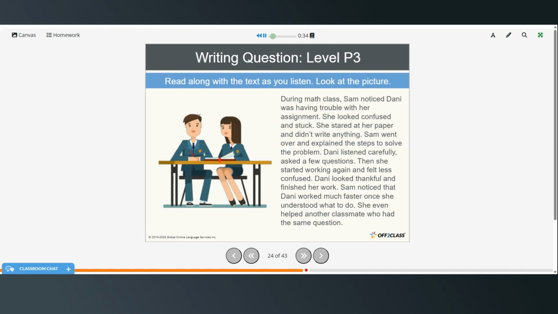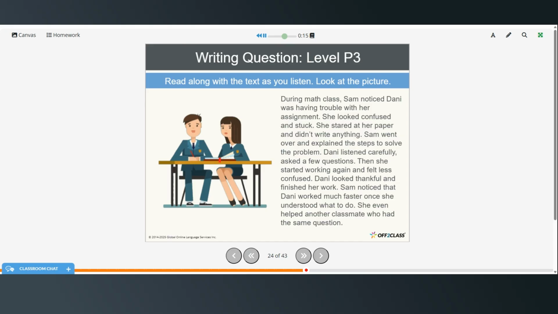During math class, Sam noticed Danny was having trouble with her assignment. She looked confused and stuck. She stared at her paper and didn't write anything. Sam went over and explained the steps to solve the problem. Danny listened carefully, asked a few questions.